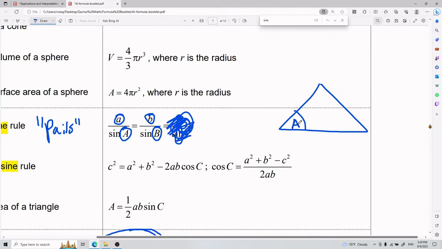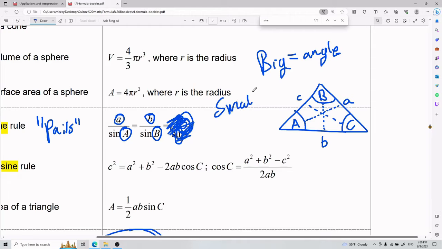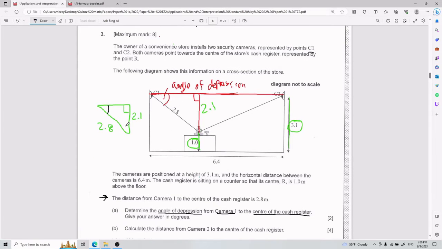So if this is big A, and this is big B, and this is big C, that means that little a is on the other end, little b is on the other end, and little c is on the other end. Okay? So the big letter is going to be angle, and small is going to be side. See? So now that we have that in mind, this is suddenly much easier to work with.